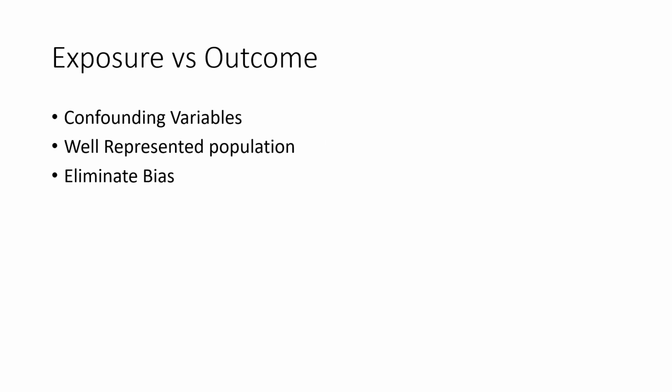Then you have to know exposure versus outcome, and should know how your confounding variables would affect exposure and outcome. A well-represented population would affect exposure and outcome, and how to eliminate bias as not to affect outcome.